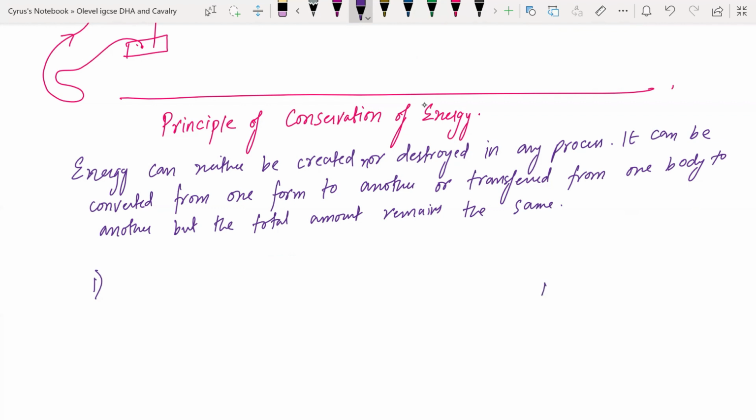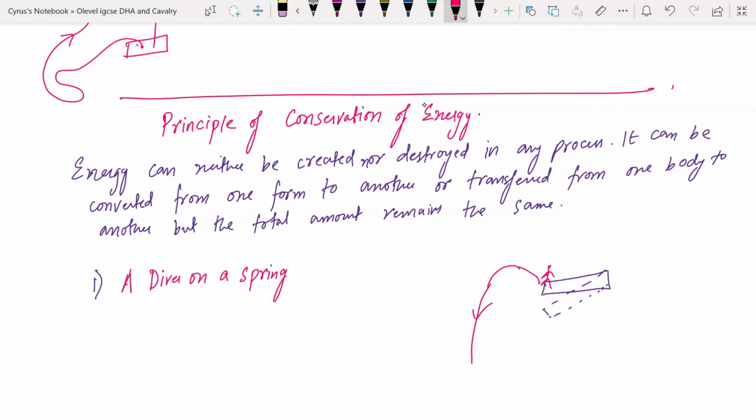So what happens is, let's say if there is a diver here, this is the springboard, and what happens is that this diver is here. The major energy conversions are a diver on a springboard. सबसे पहले क्या होगा?